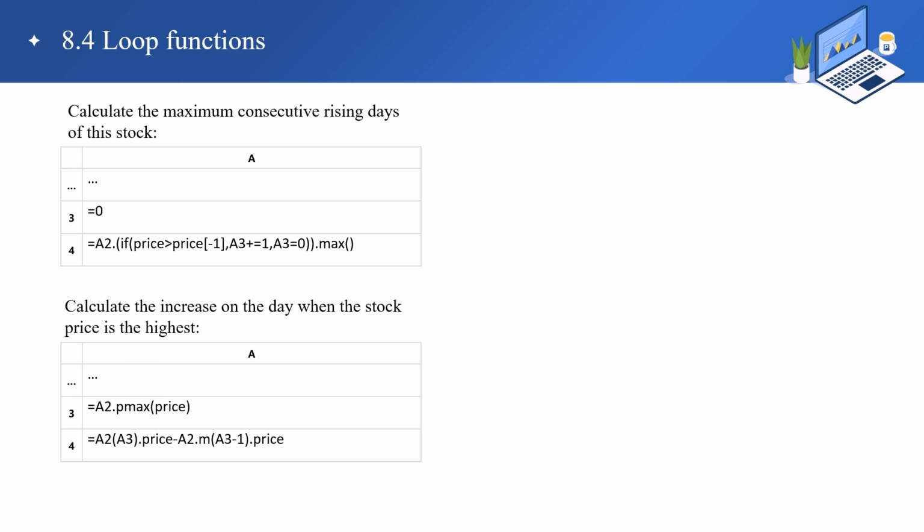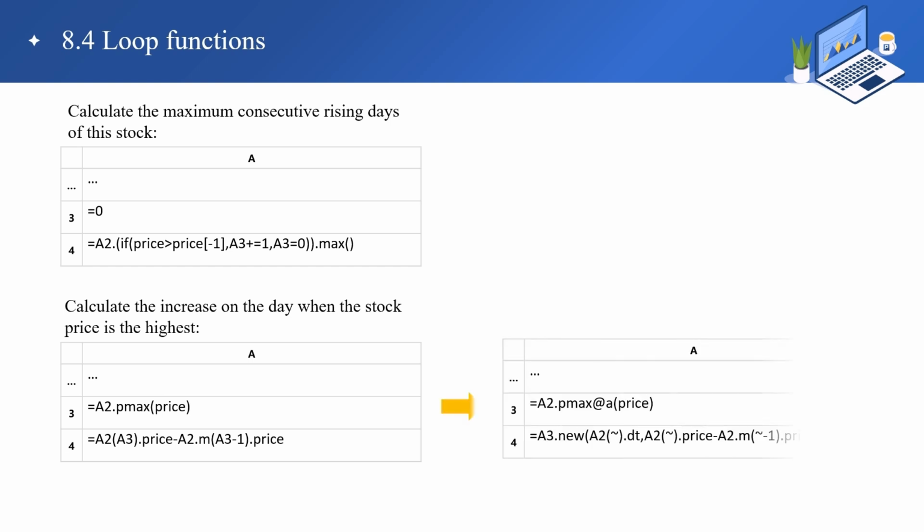Here, use the positioning function pmax to calculate the sequence number where the maximum value is located, and then use this sequence number to calculate the increase. If we need to consider that the highest price may appear on multiple dates, use the @a option. First, calculate the sequence composed of the record sequence numbers where the maximum value is located, and then generate a two-field sequence with the new function based on this sequence, taking the date and gain as the fields. In this case, the new function can also omit the field name. You can see what the field names of the generated table sequence will be.